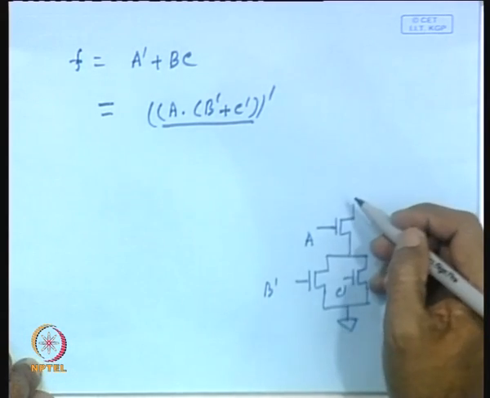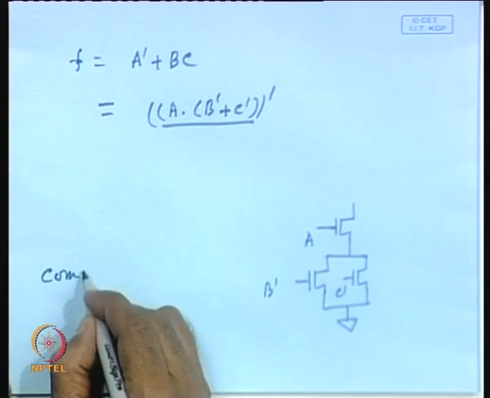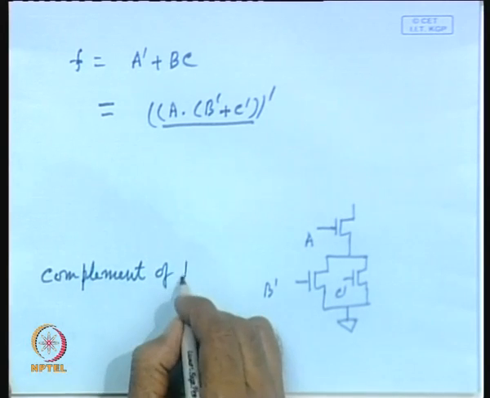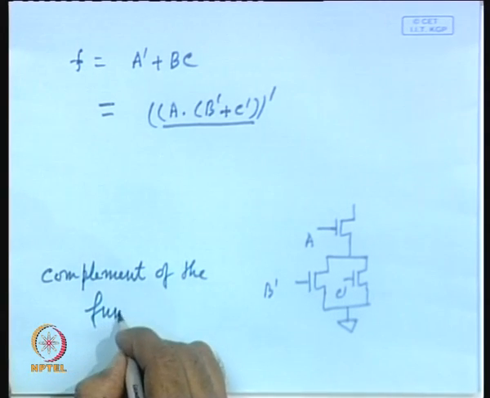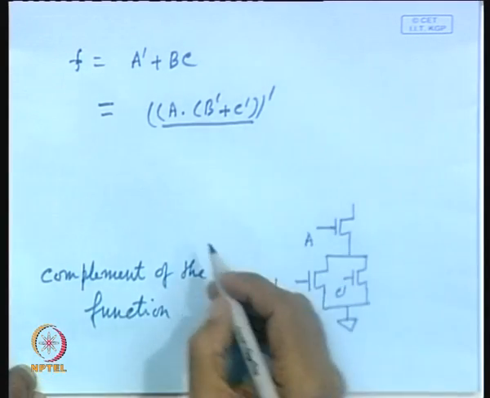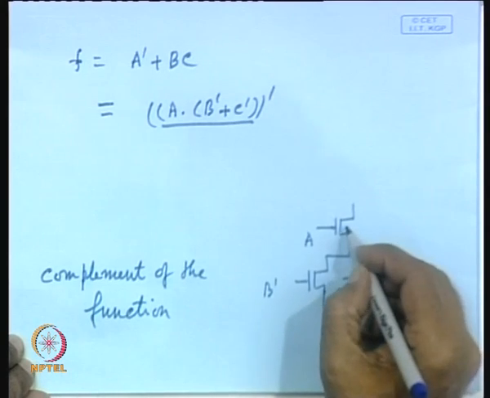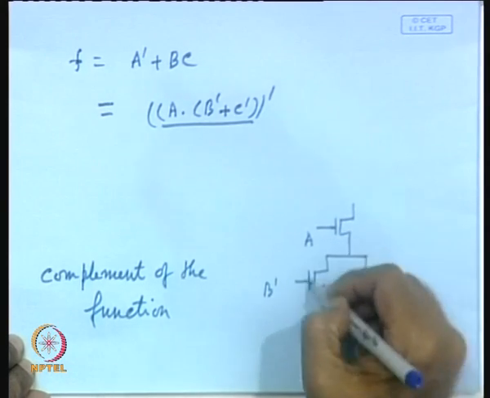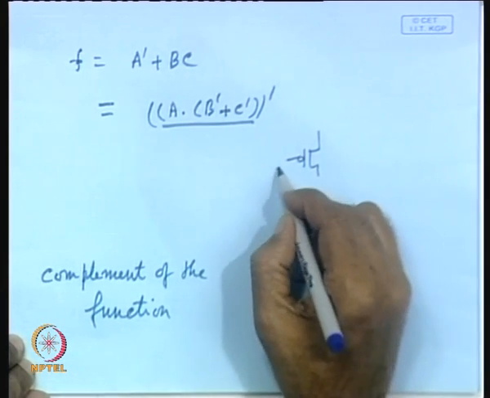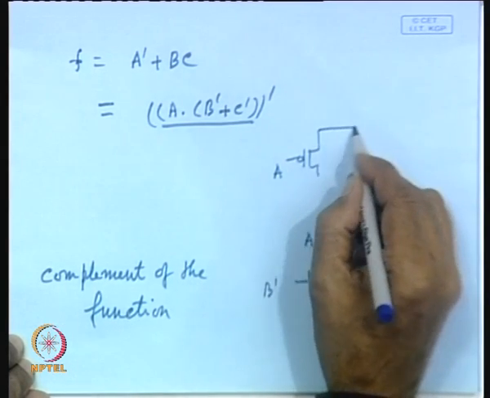The PMOS network is the complement of the function, and the PMOS network will be the dual of this network. So, A will be applied in parallel, here we will apply A, and these two, which are in parallel here, will be in series.